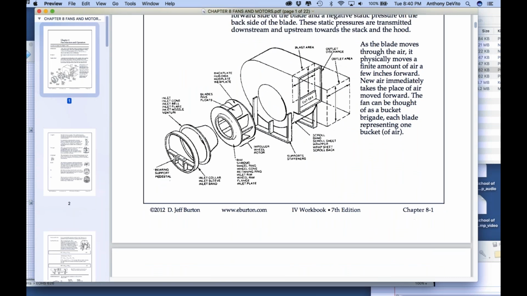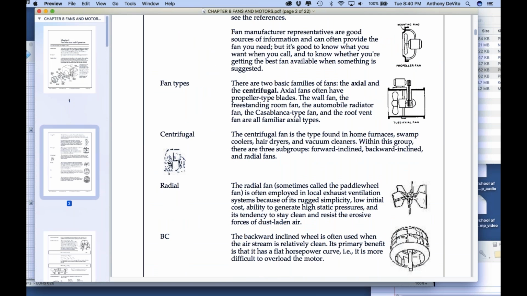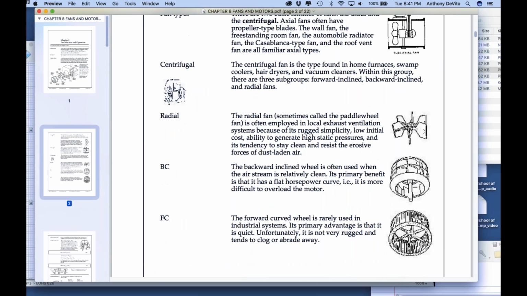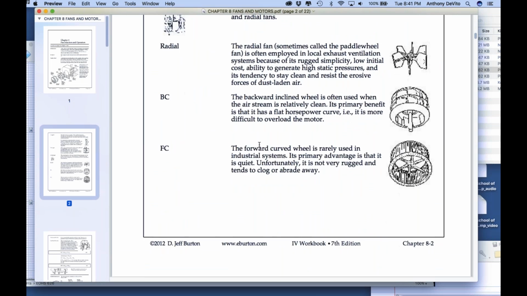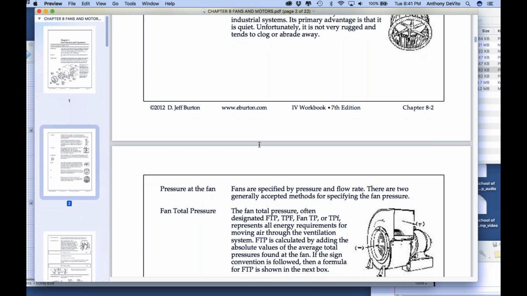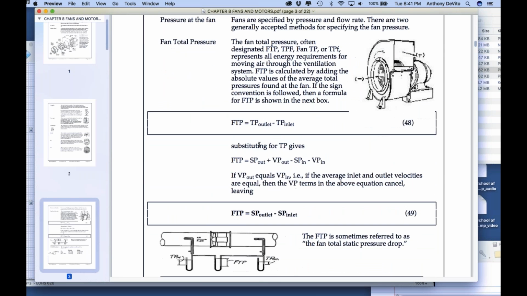I'm going to spin through this. Okay, here's our first part here. Let me see what I got here. I made some notes, highlighted some spots I want to make sure that we went through. Centrifugal and radial fans. Again, we talked about that. The radials are ones that we don't see too often.